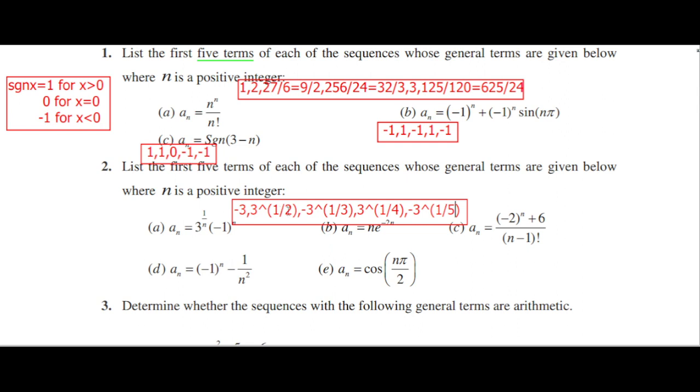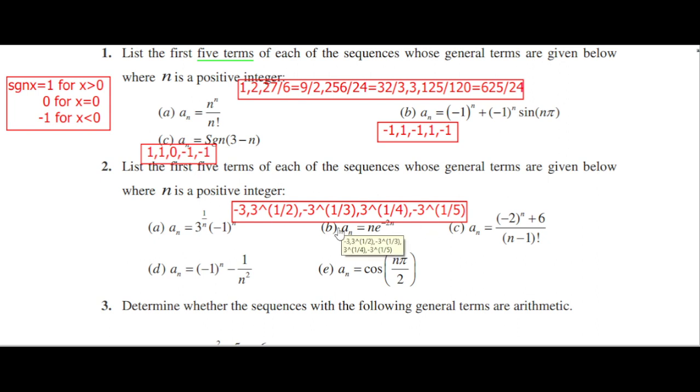These all are the first 5 terms for question number A: minus 3, 3 to the power of 1 over 2, minus 3 to the power of 1 over 3, 3 to the power of 1 over 4, minus 3 to the power of 1 over 5. Let's do number B.